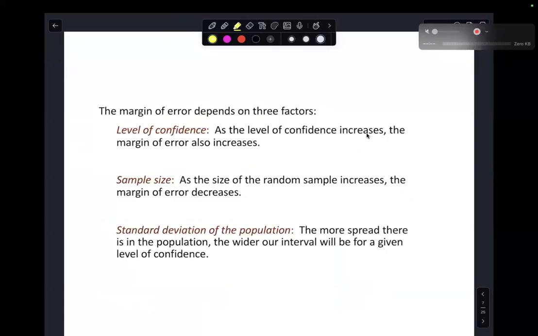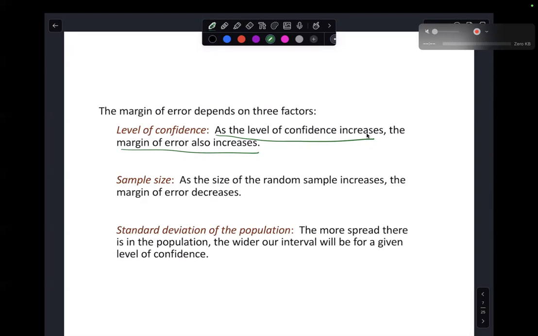So these are the three things that we're going to look at. We have our level of confidence. As the level of confidence increases, the margin of error is also going to get bigger. Because if I have a 99% confidence interval, then that interval is going to be larger. That region is going to be larger.